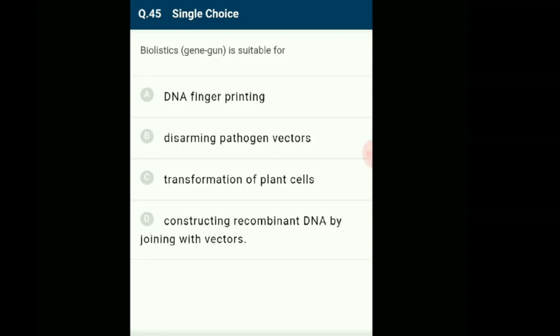Question number 45. Biolistics, that is gene gun, is suitable for. In genetic engineering, a gene gun or biolistic particle delivery system was originally designed for plant transformation. It is a device for delivering exogenous DNA to cells, using elemental particles of a heavy metal coated with DNA. This technique is often simply referred to as biolistics. So the answer is option C, transformation of plant cells.